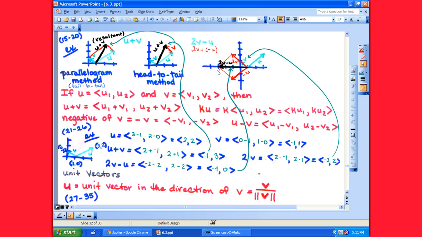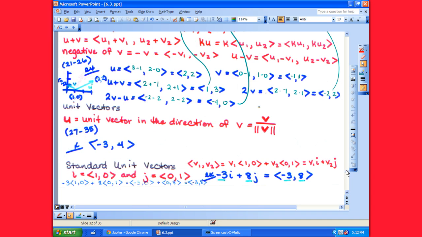So we've seen how we can do these graphically or algebraically and come up with the exact same answer. So it's really just your preference as to which of those you like better. You're going to get the same thing either way. All right, so a couple of things about unit vectors.